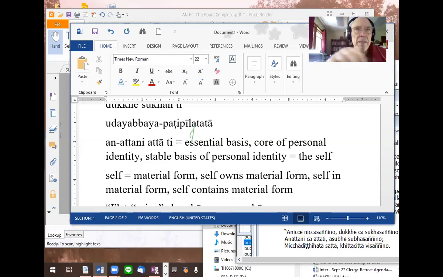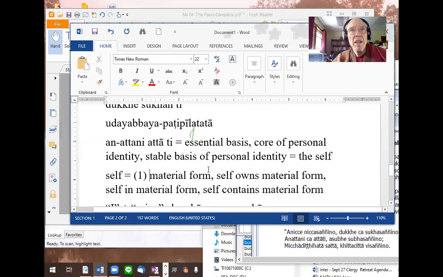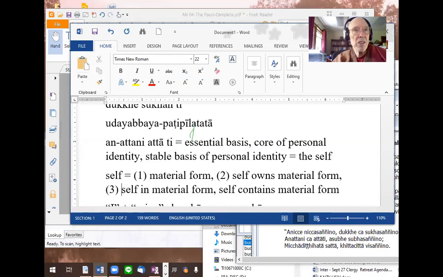And then the same, we have these 4 ways of conceiving the self: as material form, as the owner, as the inner core, and as the container.